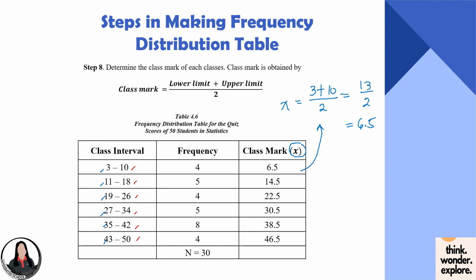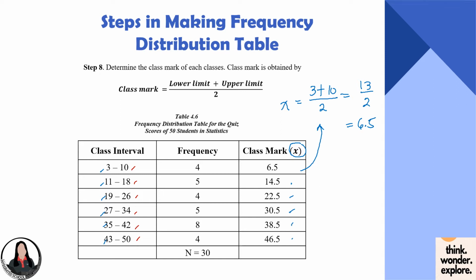We have to add 11 and 18, and then divided by 2 to get 14.5. Then 19 plus 26 divided by 2, that's 22.5. 27 plus 34 divided by 2, that's 30.5, and so on. Hanggang makarating kayo sa last class interval.